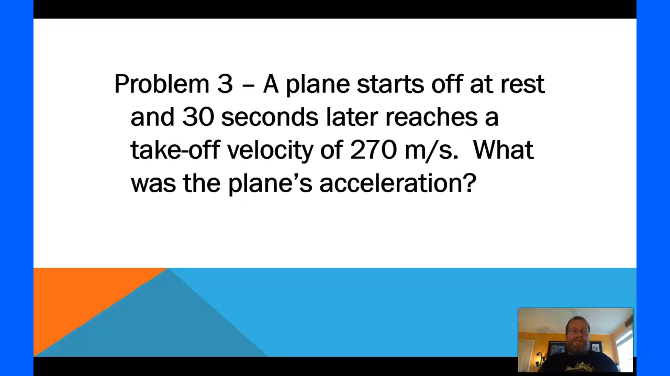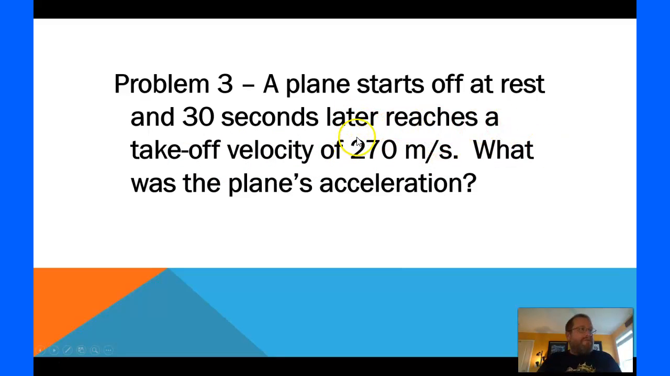Problem 3. A plane starts off at rest and 30 seconds later reaches a takeoff velocity of 270 meters per second. I'll wait for you. Don't forget to pause. Okay, back from pausing. So if a plane starts off at rest, that's actually a number. At rest means 0, not moving. 30 seconds later is your time. 270 meters per second is your final velocity because it later reaches a takeoff velocity of 270 meters per second. Later means the final velocity.